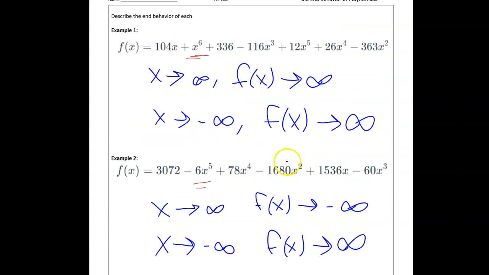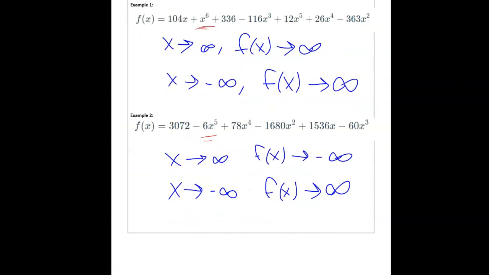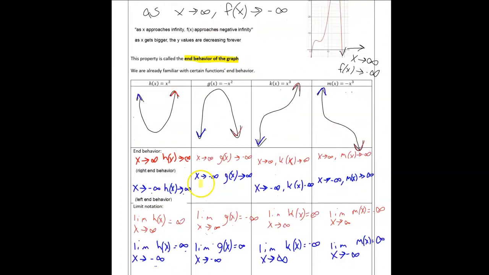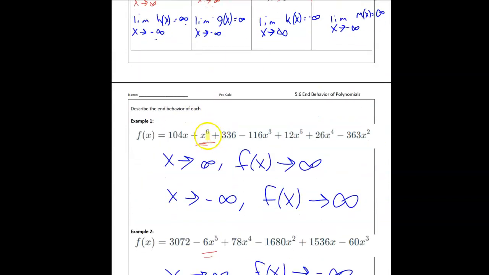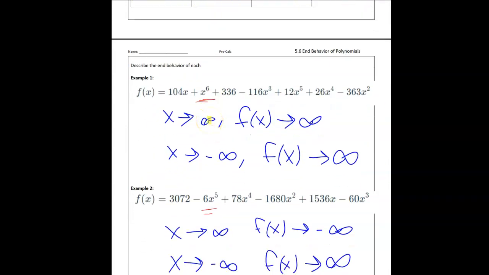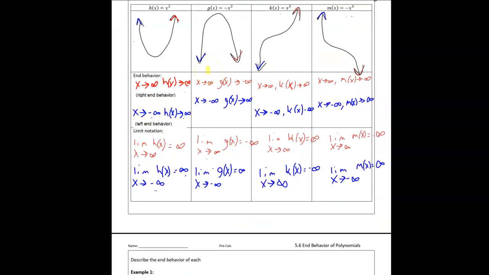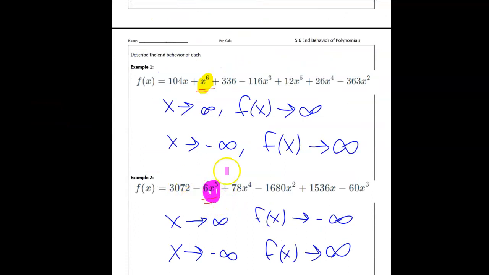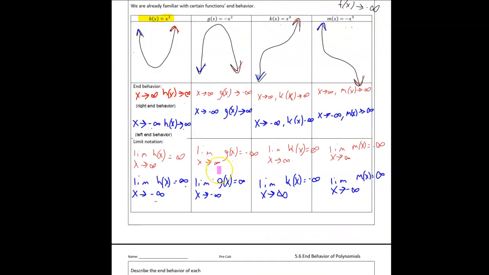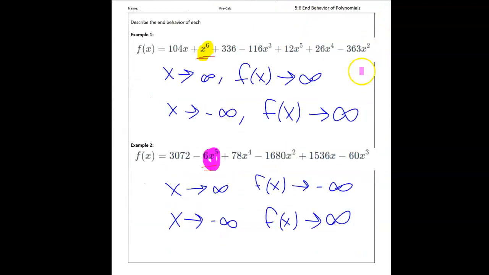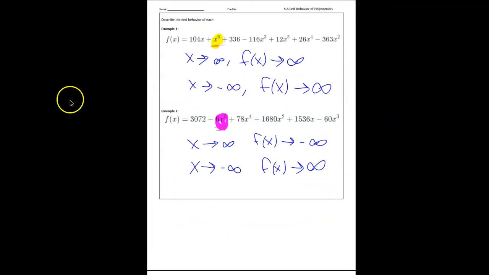Now, is there a pattern we could have used for these? The answer is yes. So this rule, if we look back at our original examples, well, let's remind ourselves what we're doing here first. It has to do with these leading coefficients, right? So biggest exponents here. If I have a positive even exponent, notice the end behavior of example one matched our x squared. And if I have a negative odd exponent, for example two, notice that matched m of x. So that is kind of the shortcut we can use. So we never actually have to graph these to figure out the end behavior.